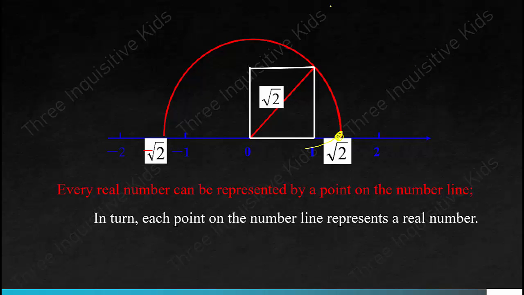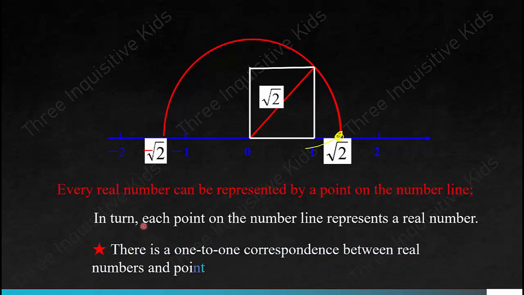And if you do it to the other direction, which is 180 degrees, that would be negative square root of 2. So every real number can be represented by a point on the number line. And in turn, each point on the number line represents a real number. So there is a one-to-one correspondence between real numbers and points on the number line.